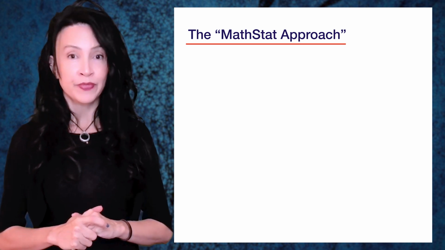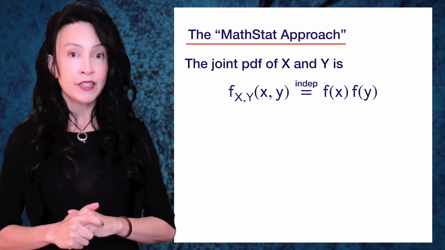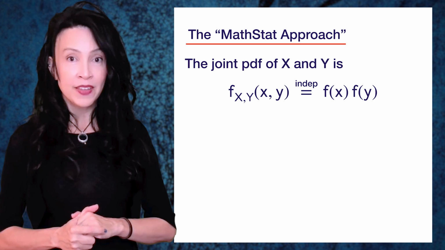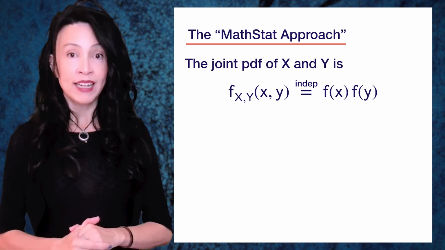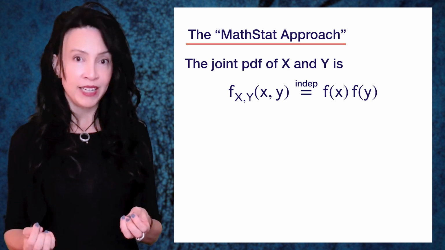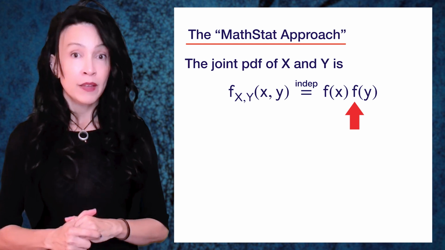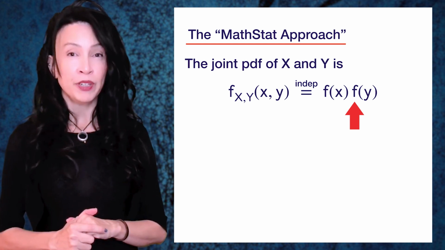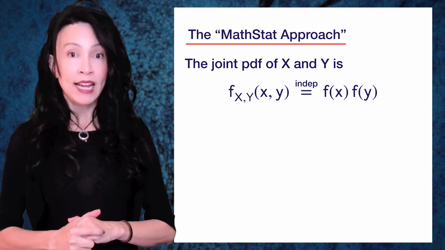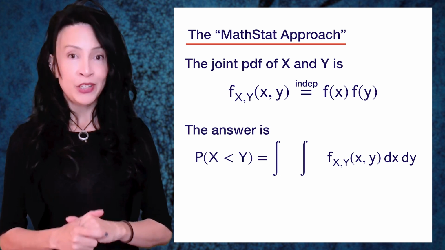So I'm going to call the joint PDF for X and Y, lowercase f sub xy, and then we'll have two arguments, one for X and one for Y. But because they are independent, I get to multiply individual PDFs. And because they're identically distributed, there's only one PDF. So this f and this f are the same, but one has an X plugged in and one has a Y plugged in. The probability that X is less than Y is going to be the double integral of this joint PDF over the right region.